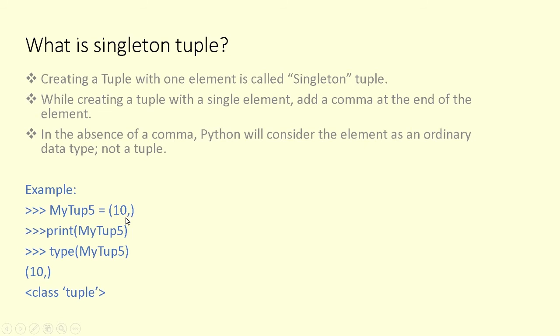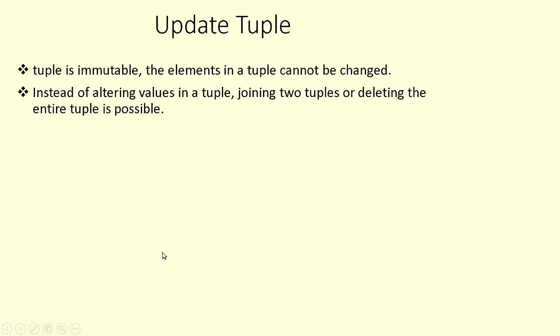Suppose I am missing this comma, then what happens? This my_tuple5 won't be considered a tuple. Simply it will be considered as an integer. So if I give type, it will show here as int. When I execute, I'll show that.